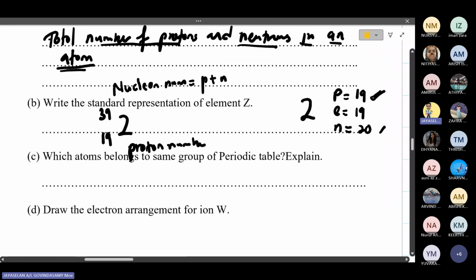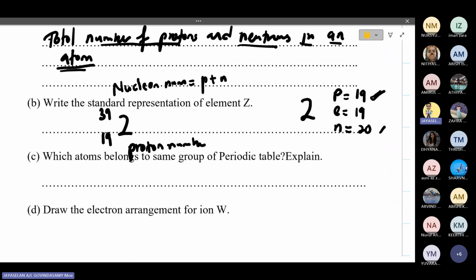Any question? No question? So this one, you already score 1 mark. Okay, next, you go for group.